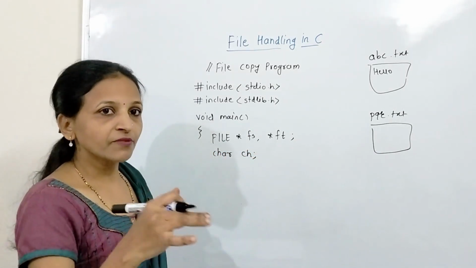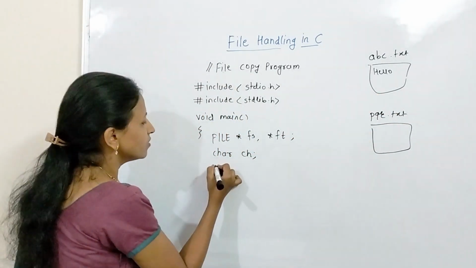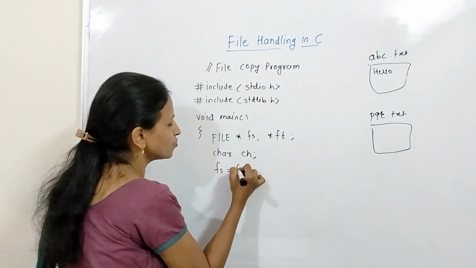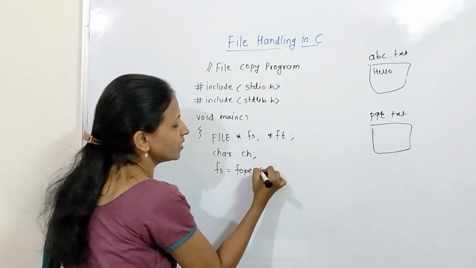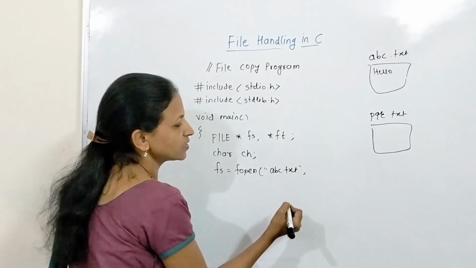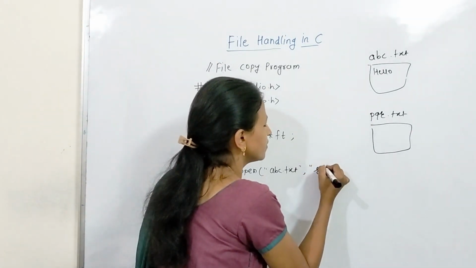Now let us first open this file, using the fopen function. fs equals fopen, and here we pass the file name abc.txt. In which mode do we have to open this file? In read mode.